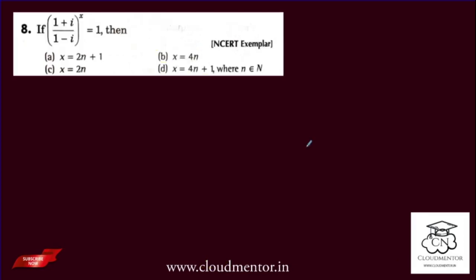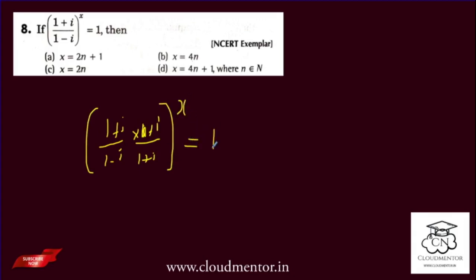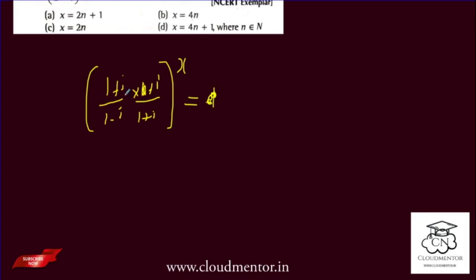Next question. If (1 plus i by 1 minus i) the whole raised to x equals 1, then you have to find x. Here again we must make this expression into the standard form, that is a plus ib. So for 1 plus i by 1 minus i we should take the conjugate of the denominator and multiply it, that is 1 plus i divided by 1 plus i, the whole raised to x, that is equal to 1, right? Yes.